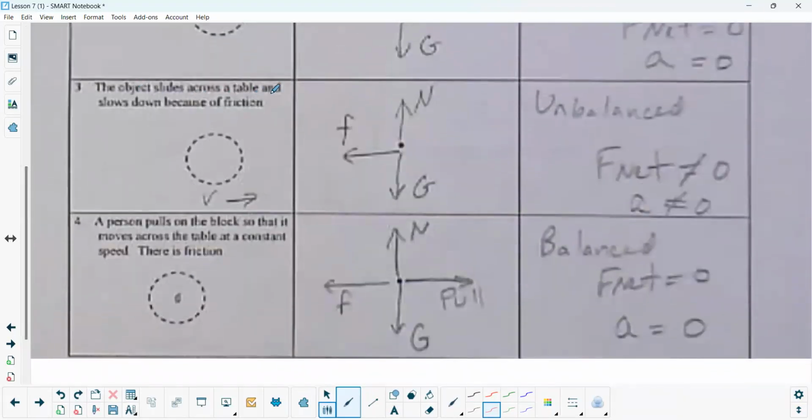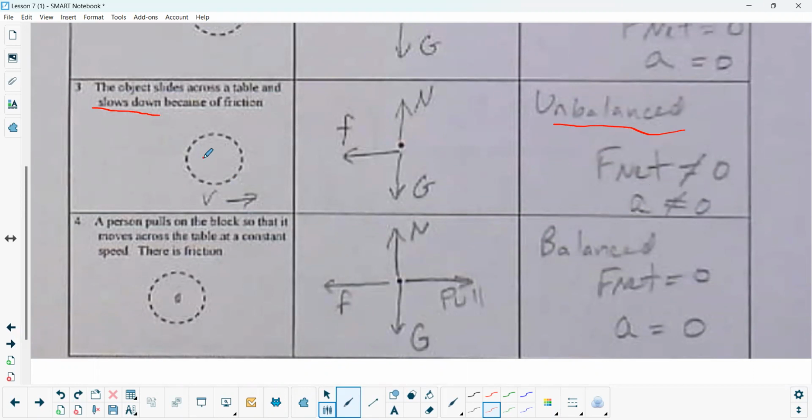So it says the object slides across the table and slows down because of friction. So slowing down means that the forces are unbalanced because there's a change in motion. So with the change in motion, that means that the net force is not equal to zero and the acceleration is not equal to zero. So there is an acceleration.